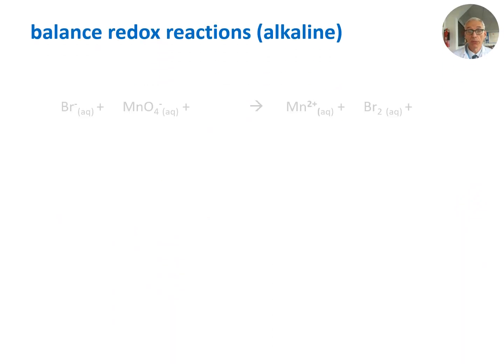So I'm going to give you a problem. Bromide ions and manganate(VII) ions undergo a redox reaction to form manganese(II) and molecular bromine in alkaline conditions. So we're going to be adding to that equation hydroxide ions and balancing with water as per the previous slide. So this is a problem for you. Pause and balance that equation using the method from the previous slide.